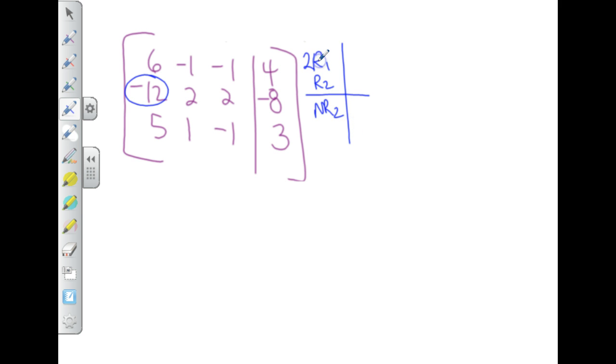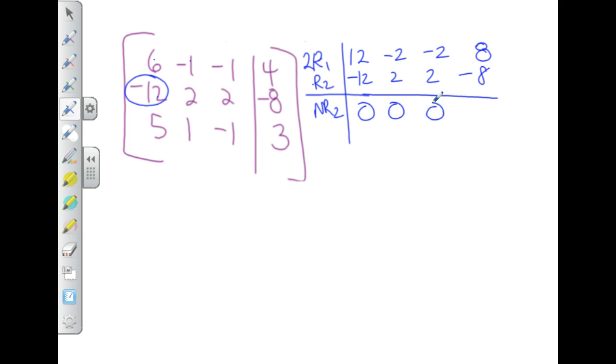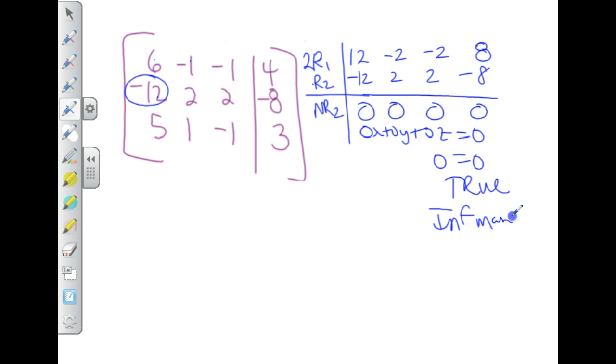So I would start this out by multiplying 6 times 2, negative 1 times 2, and 4 times 2. I just rewrite row 2: negative 12, 2, 2, negative 8, and adding this up, 0, 0, oh, this is nice, 0, 0, 0, 0. I haven't talked about this yet, have I? What happens if everything zeroes out? Well, that says 0x plus 0y plus 0z is equal to 0, and that means 0 does equal 0, which is a true statement, which means we have infinitely many solutions.